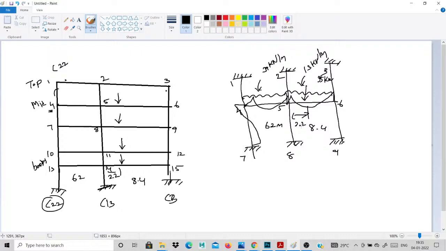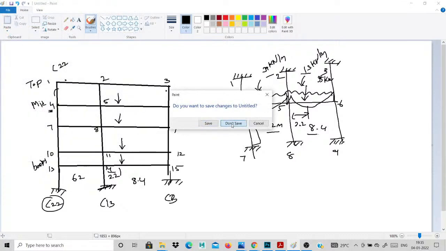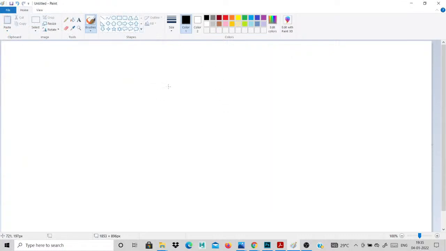The load I have taken from this load. This load is totally this distance, 13.9. This is our 13 kilonewton. Then 6.2, 8.4. Okay, this is the first. I draw this on another page, so I simply draw this on another page.